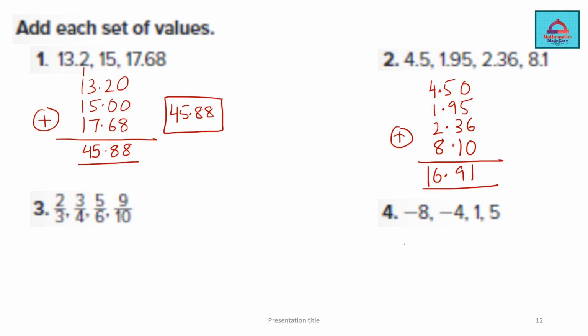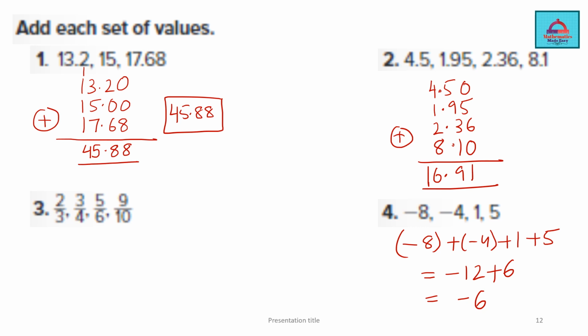Now let's solve this one. This is easy. Minus 8 plus minus 4 plus 1 plus 5. So 1 plus 5 is 6. Minus 8 and minus 4 I add together. So it gives you minus 12. Now minus 12 plus 6 is going to give you a negative sign, minus 6.